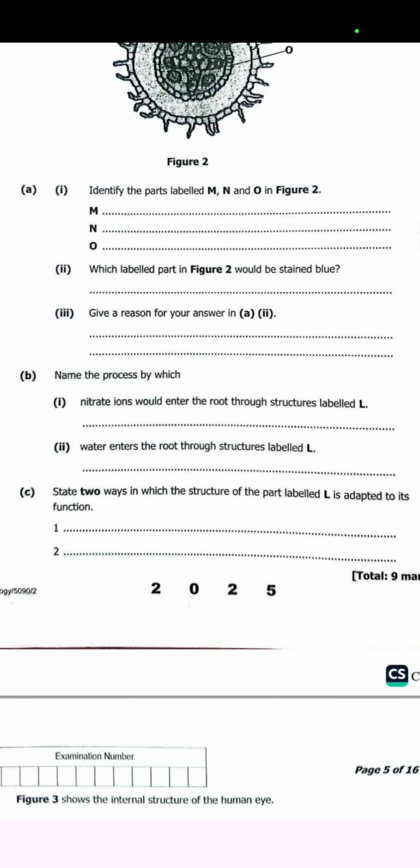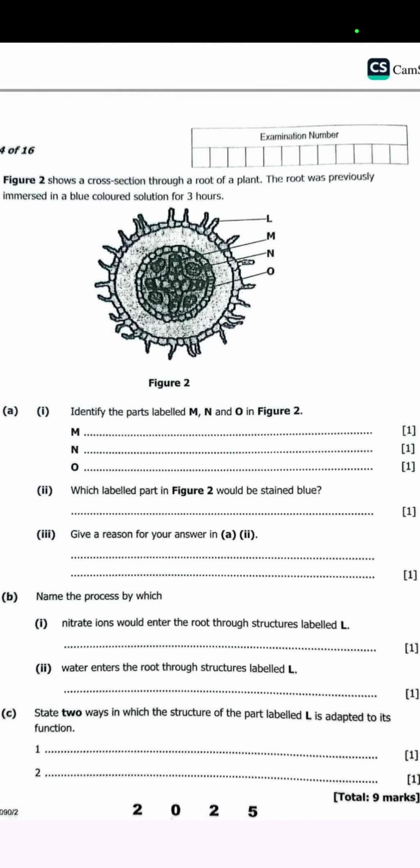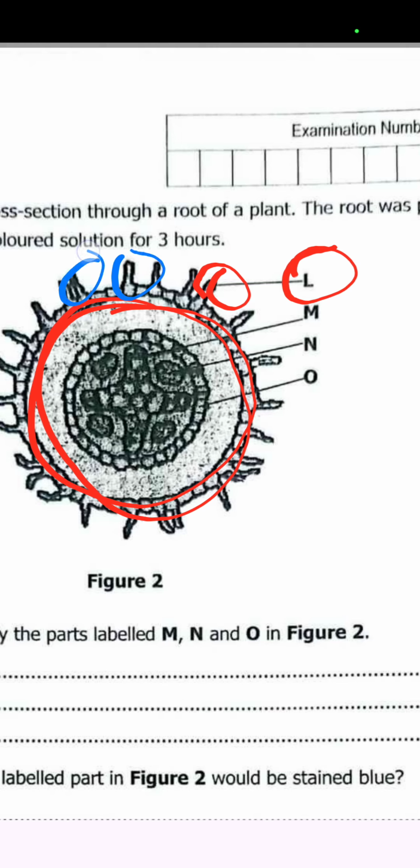So there we have: name the process by which nitrate ions would enter the root through the structures L. So we are talking about the process by which the nitrate ions are going to enter this part. Remember the whole thing here, this is a root. Then we've got these two simple, small things.